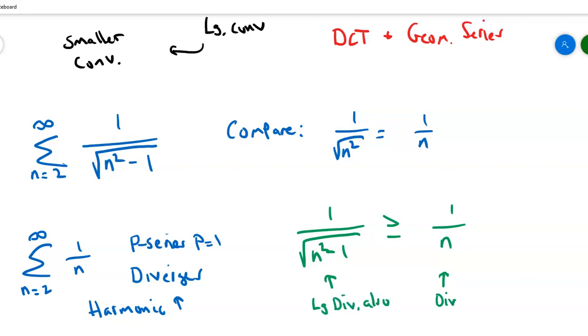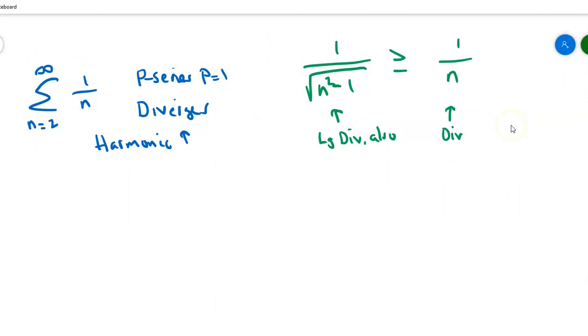Okay, so that's a case where the direct comparison test works great. If the smaller one diverges, the larger one diverges. So my conclusion is that the original series diverges by the direct comparison test and a p-series. So I'm going to not only say that it converges or diverges, but I'll also state the test.